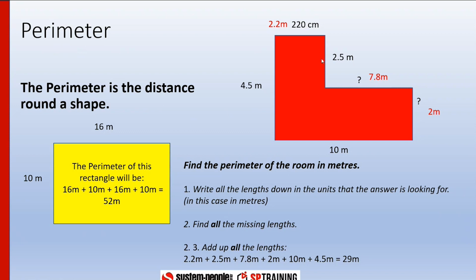So now we've found them all, we just add them all together. 2.2, 2.5, 7.8, 2 meters, 10 meters, 4.5, and that comes to 29 meters. So our perimeter of this building is 29 meters.